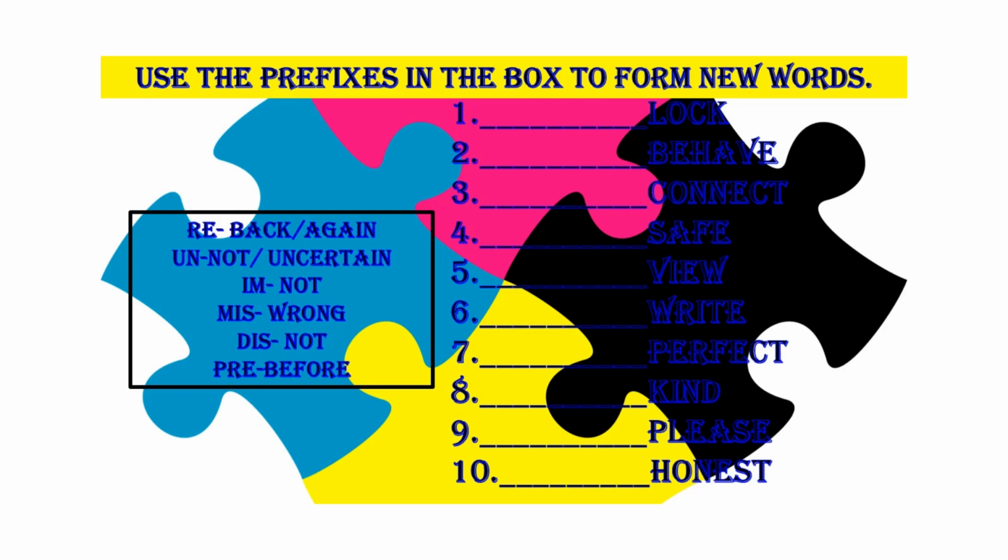Now let's take a look at the prefixes in the box that we are asked to use to form our new words. Re, and this means back or again. Un, and this means not or uncertain. Im, and this means not. Miss, and this means wrong. Dis, and this means not. And pre, which means before.